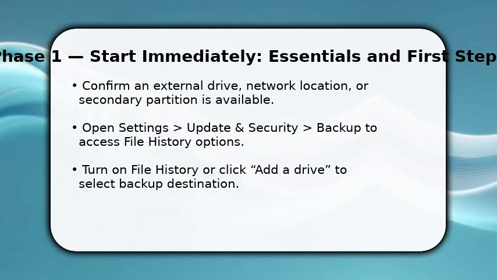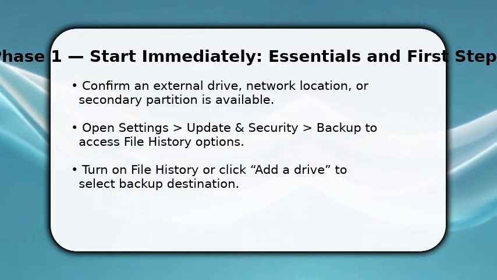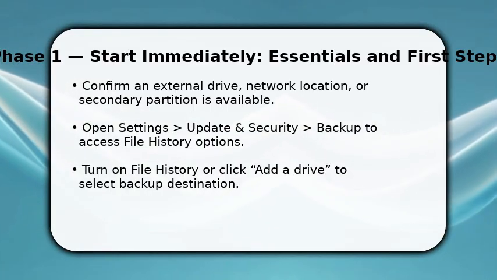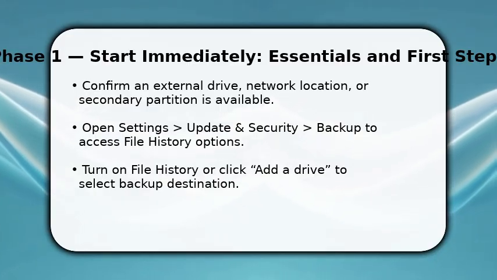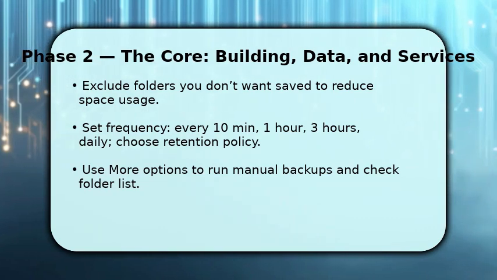You're initiating protection now. This is the first actionable step because File History needs a destination before it can run. If Windows asks for permissions, approve them so the service can write files. Once your drive is set, click More Options to control what gets backed up and when.